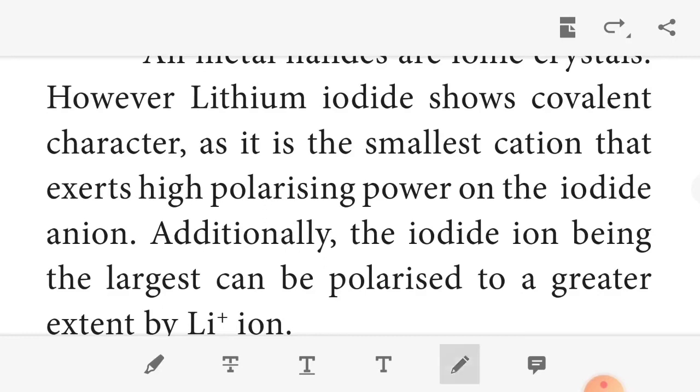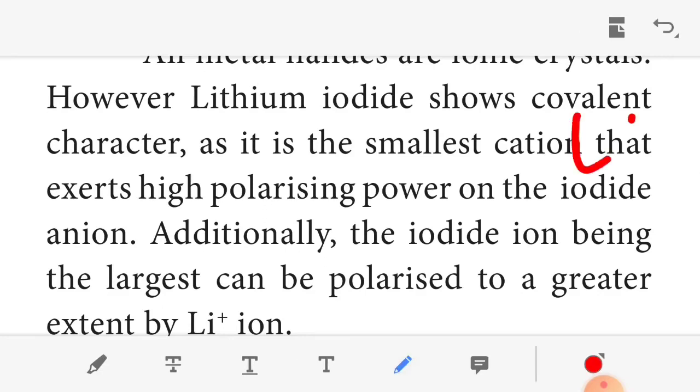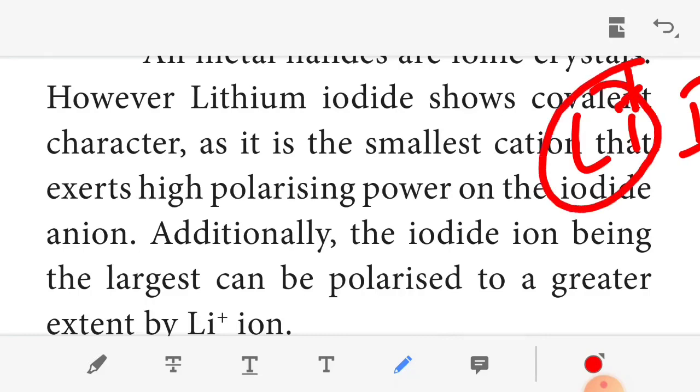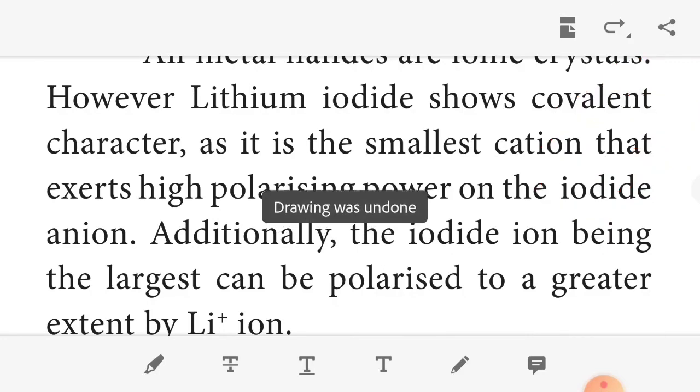Lithium iodide means Li plus is the smallest cation because the size of the cation is small. So it has a high polarizing power on the iodide ion. Additionally, the iodide ion, being the largest, can be polarized to a greater extent by Li plus.